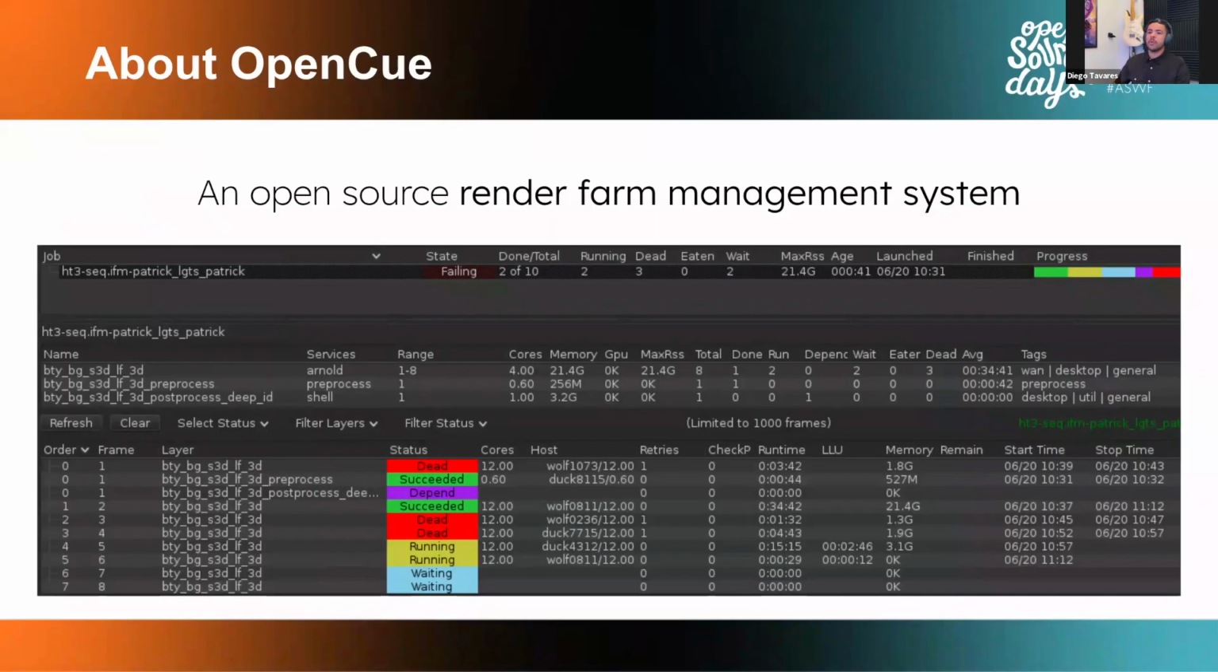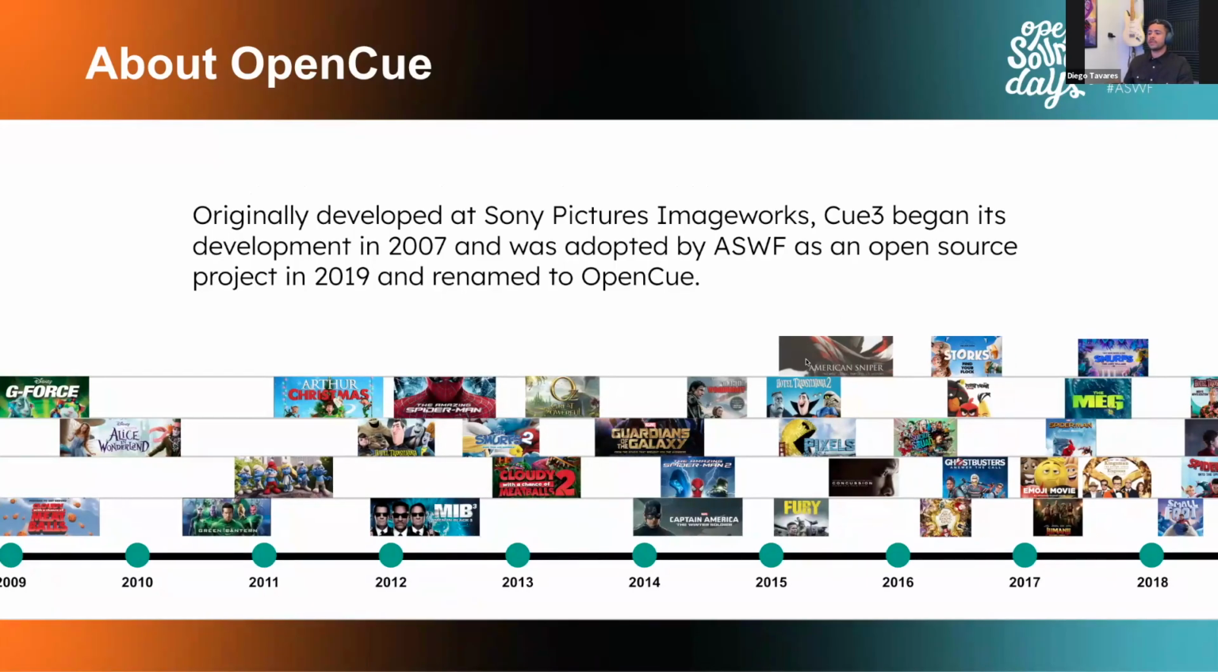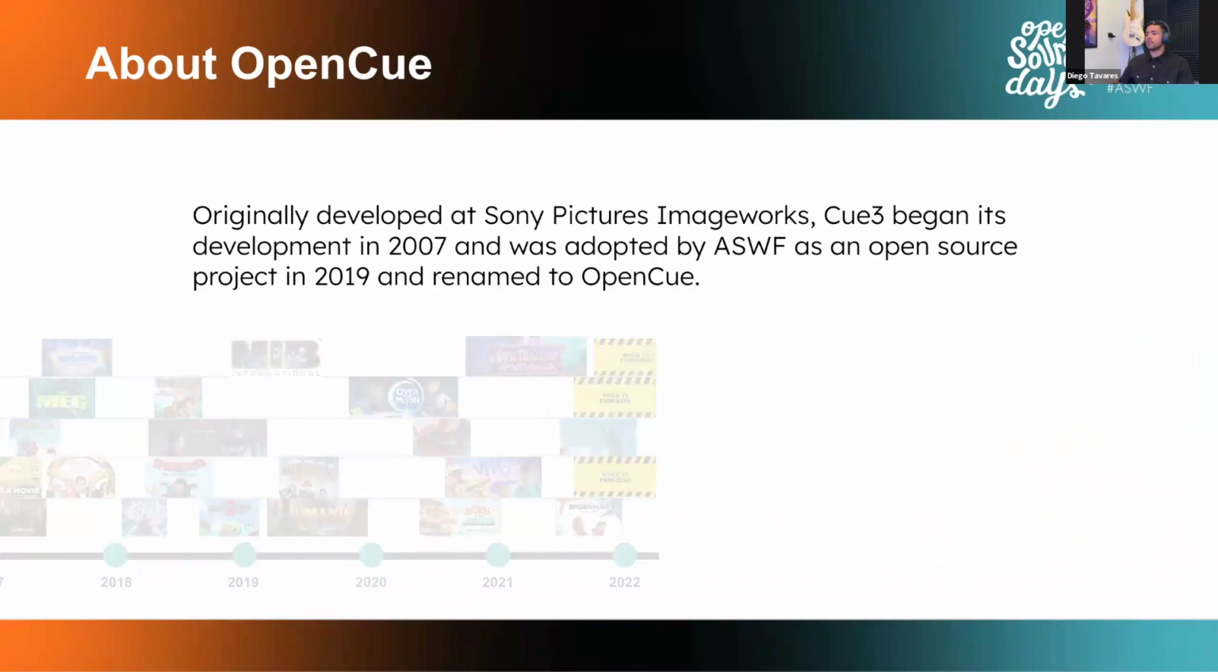And OpenCue was initially developed at ImageWorks in 2007, so a long time ago, and it was named Cue3 back then. And in 2019, it became an adopted ASWF project. I think it was the fourth project to be adopted by ASWF, so we're very early on this. It has been used at ImageWorks since 2009 to render all of our work, so over 50 movies, probably some of them you have seen in theaters, were completely rendered using OpenCue.